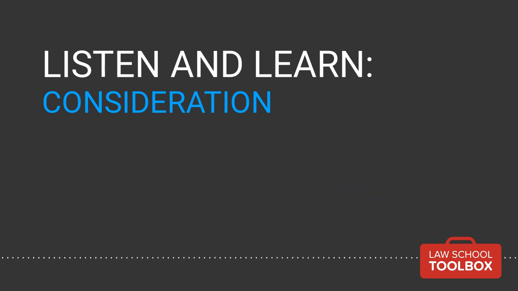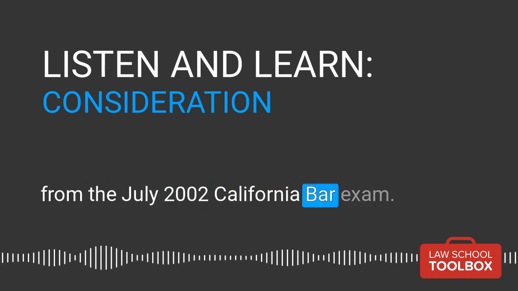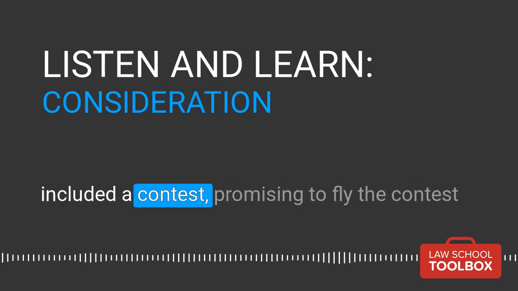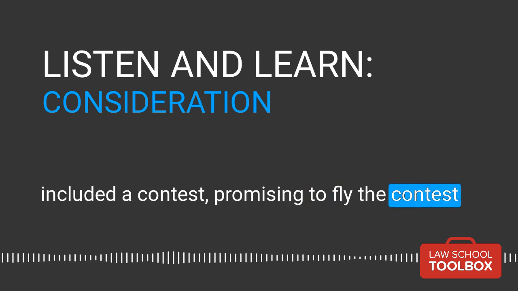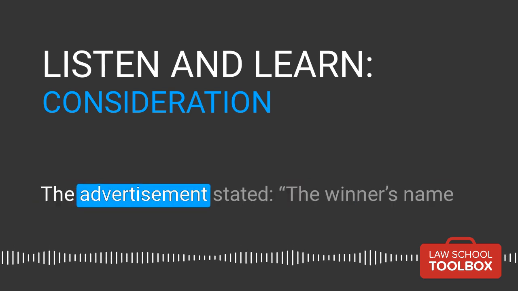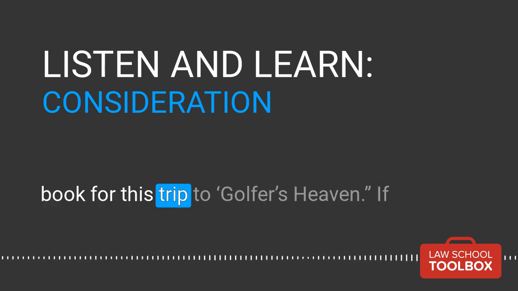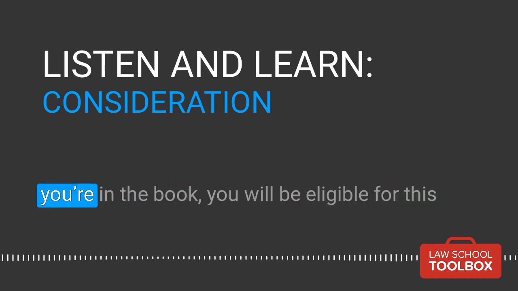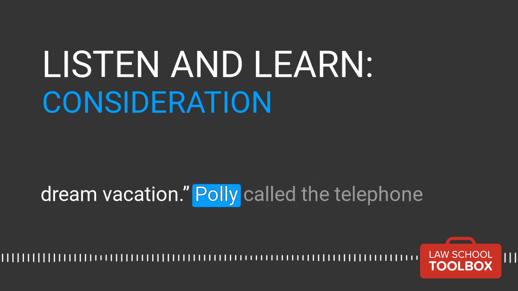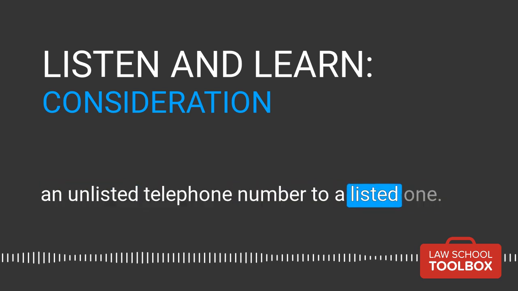For example, let's look at a hypo adapted from the July 2002 California bar exam. Travelco ran a promotional advertisement which included a contest promising to fly the contest winner to Scotland for a 1-week vacation. The advertisement stated, "The winner's name will be picked at random from the telephone book for this trip to golfer's heaven. If you're in the book, you will be eligible for this dream vacation." Polly called the telephone company and had her number changed from an unlisted telephone number to a listed one.